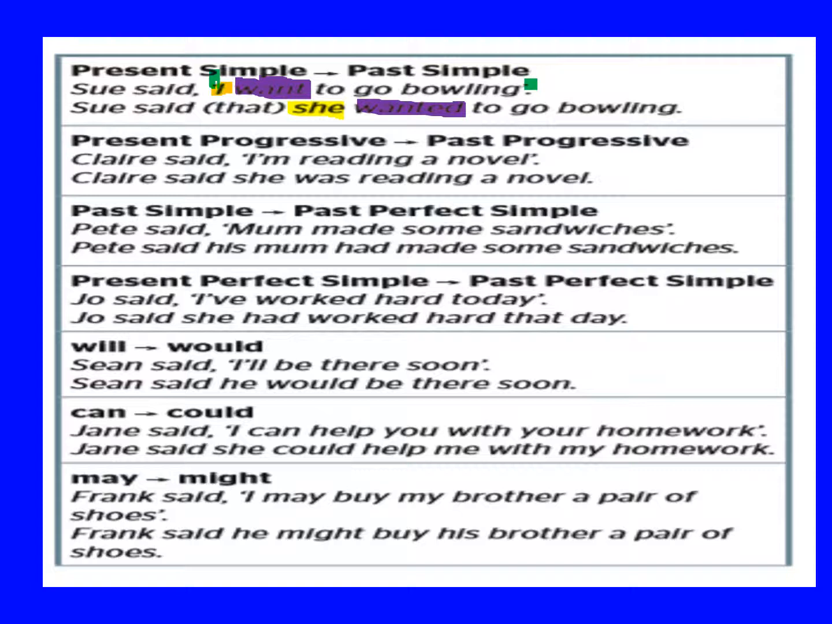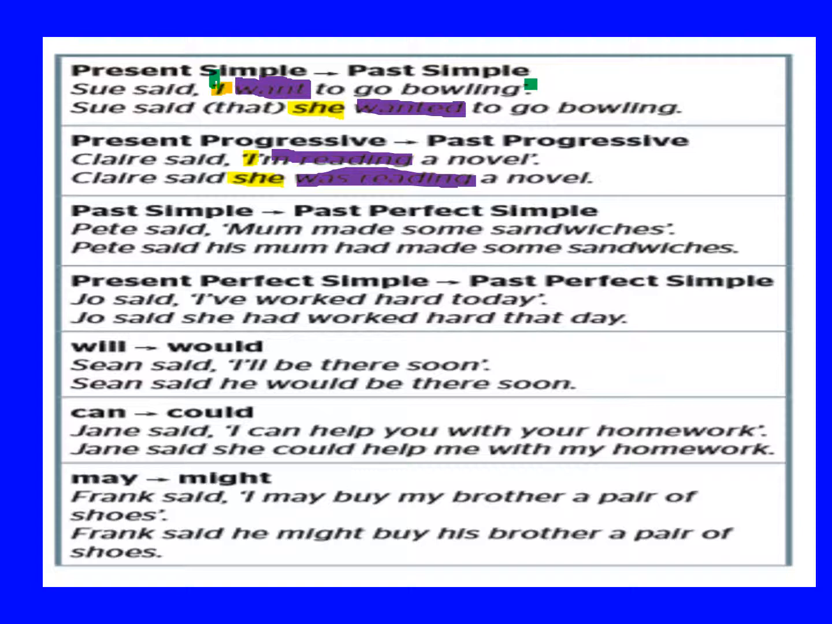Let's have a look here. From present progressive to past progressive: Claire said, "I am reading a novel." As you can see, I becomes she, and "I am reading," present continuous, becomes past continuous. Keep this in mind, please. The same occurs with the other tenses. The past simple becomes the past perfect. Peter said, "Mom made some sandwiches." Peter said his mom had made some sandwiches. We changed from the past simple to the past perfect.